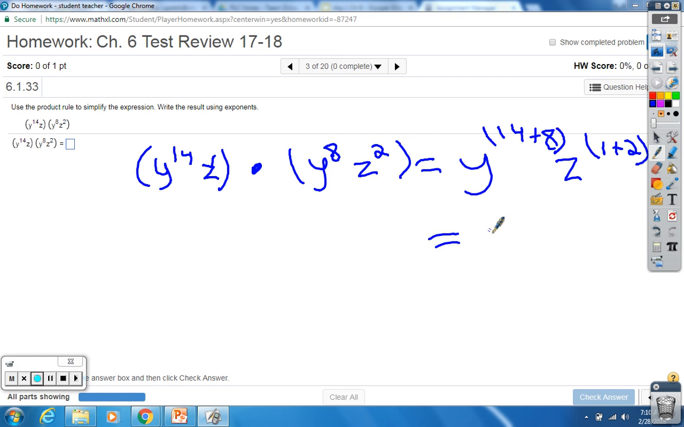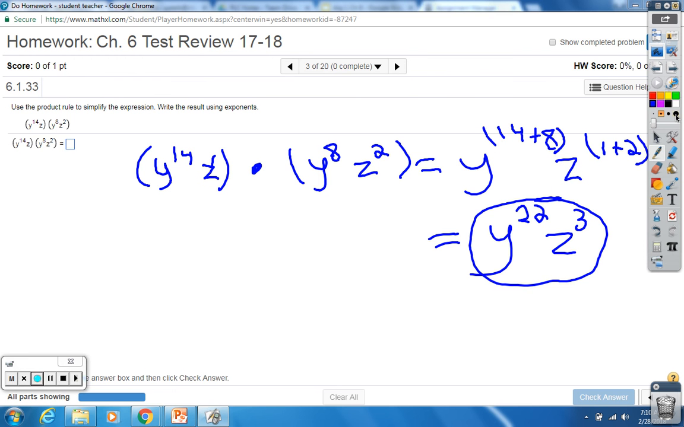And if we were to just simplify, we would end up with y, and 14 plus 8, that would give us 22. So y 22. And then for our z, 1 plus 2 is 3, so we'll be left with 3. So our final answer would be y to the 22nd and z to the 3rd.